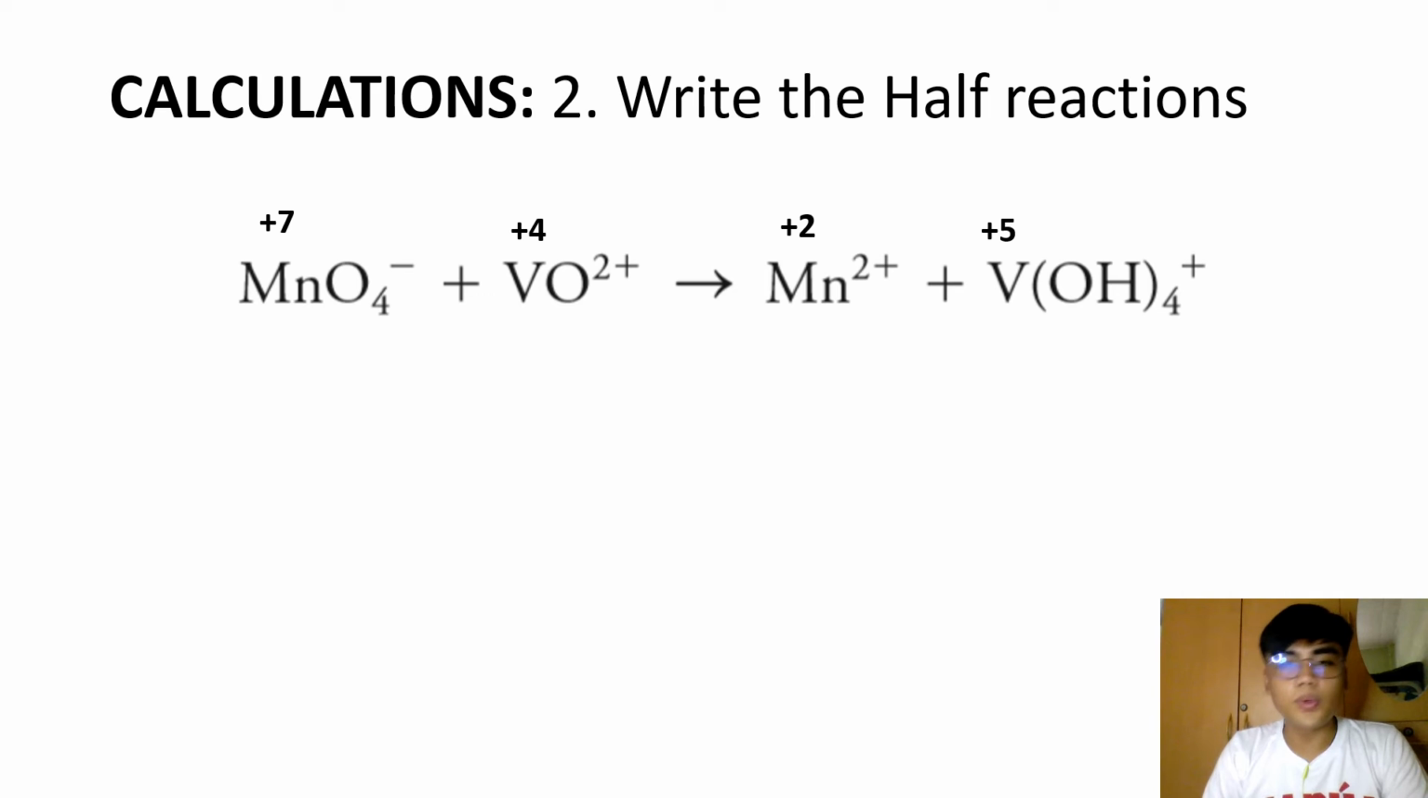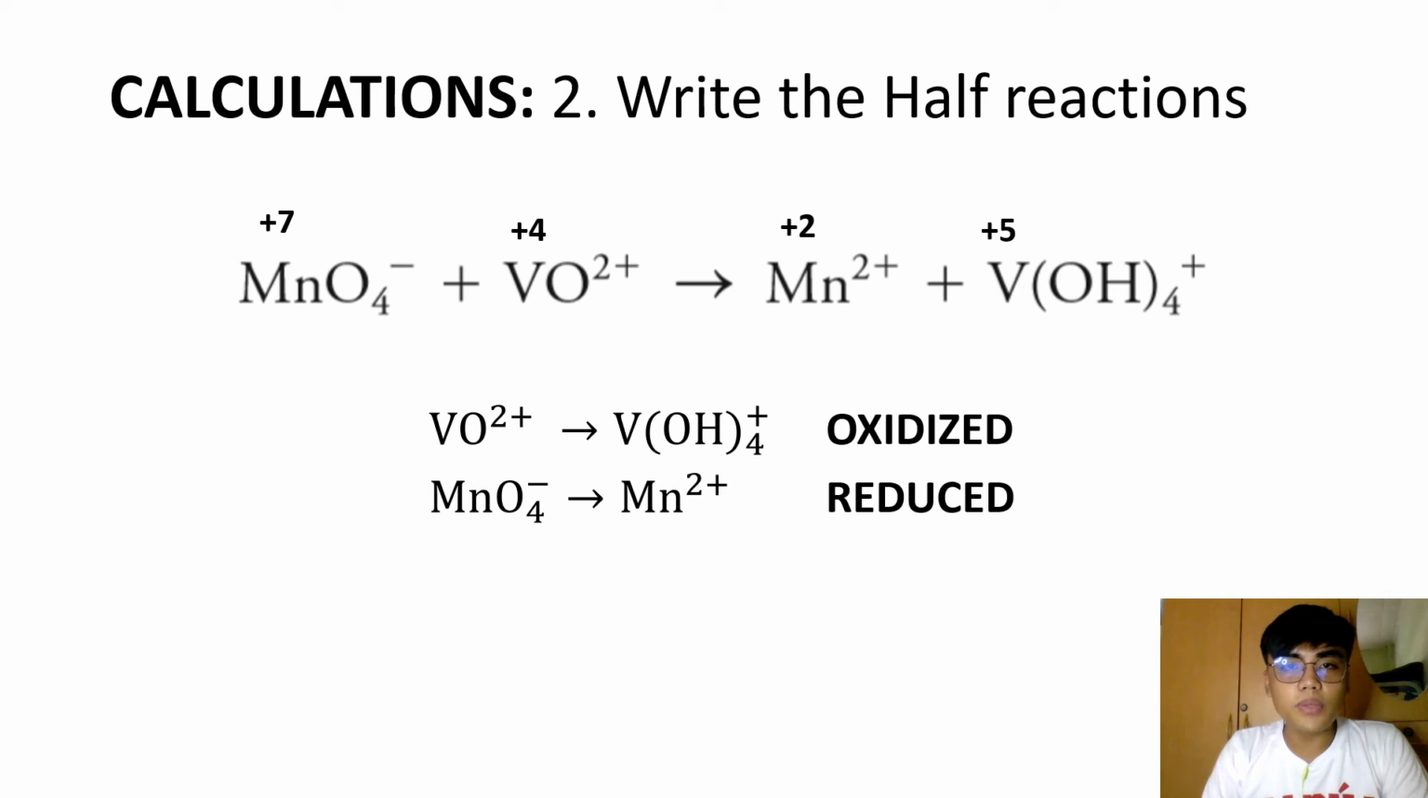So for the step 2, we are asked to determine which one is oxidized and which one is reduced. So here we are going to write the half reaction. So we have vanadil ion going to vanadium 4 hydroxide. This was our oxidation. So next one would be the permanganate, which undergone reduction half reaction.